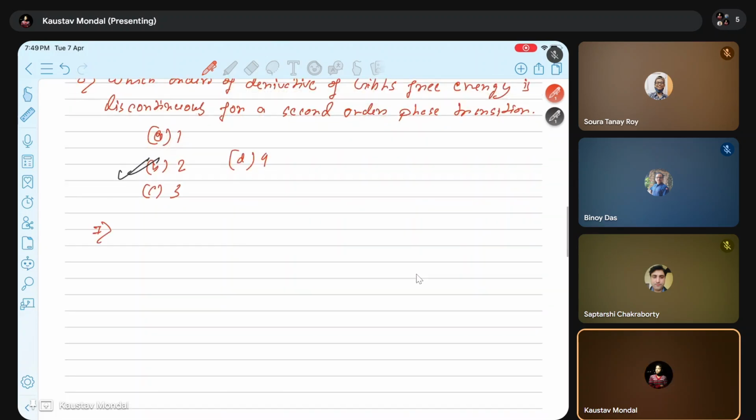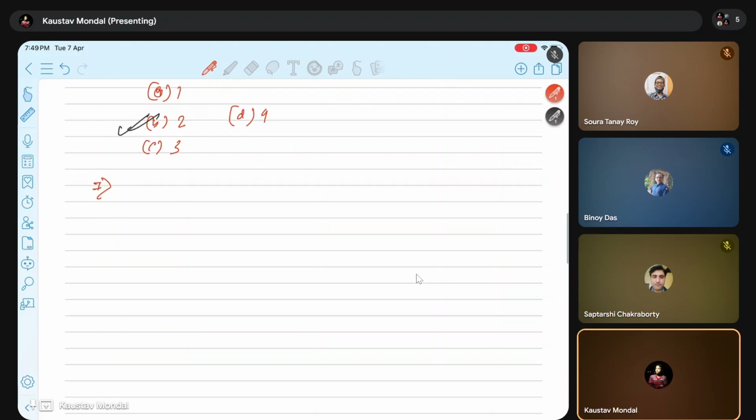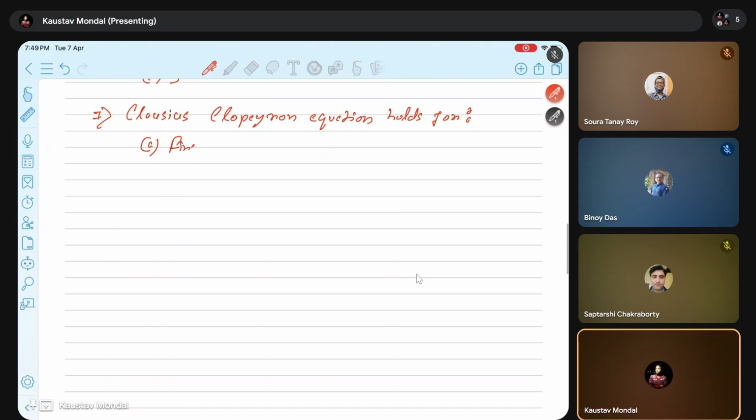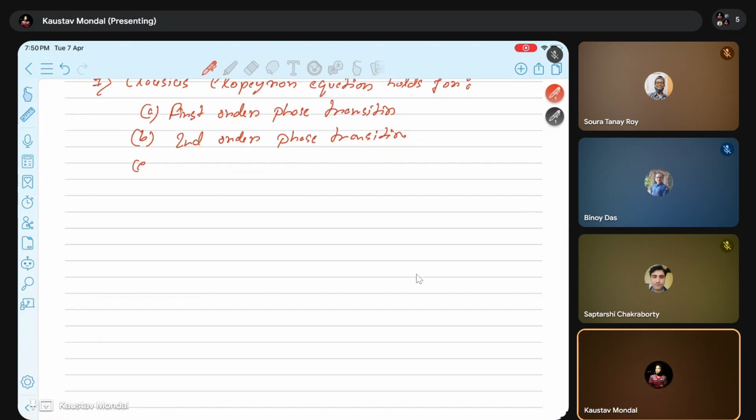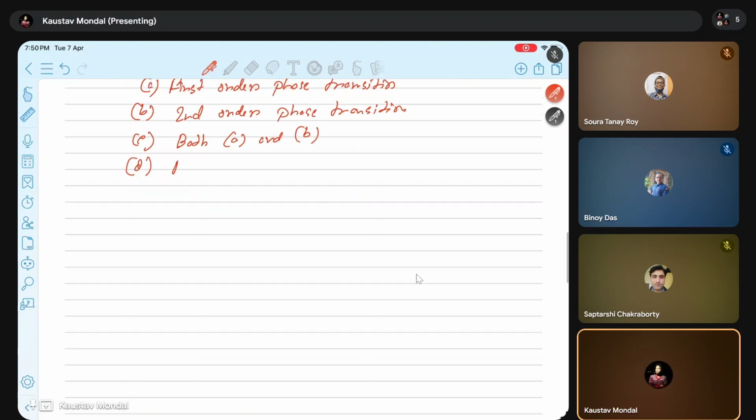Next is problem 7. Clausius-Clapeyron equation holds for: option A, first order phase transition; option B, second order phase transition; option C, both A and B; and option D, neither A nor B.